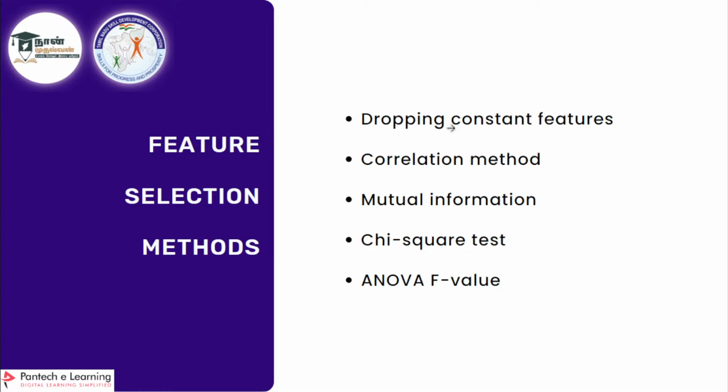Once we cover all these topics today, from tomorrow we are going to learn about machine learning models. We'll start with learning the math behind the model and then implementing it in a project. That's how the structure is going to be. Can we start with the feature selection methods?